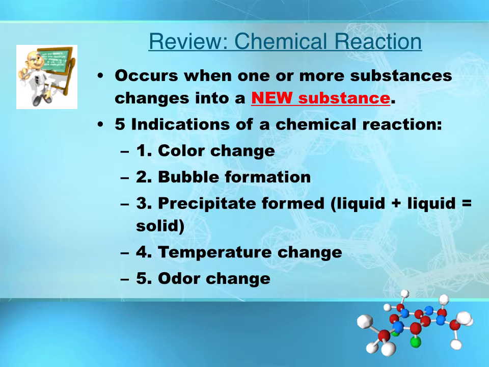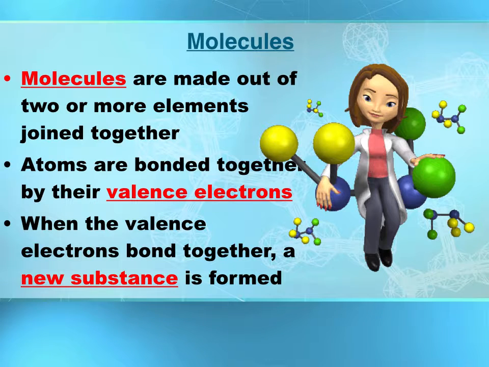So if we review, a chemical reaction is just when one or more substances turns into a new substance. You've seen this before when you do your labs, but ways to tell this are color change, bubbles. If it forms a precipitate, that means when you mix two liquids together and you get a solid at the bottom. A change in temperature, so if it either heats up or cools down, or a change in smell. All of those are signs of a chemical reaction.